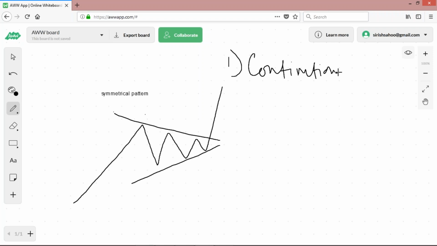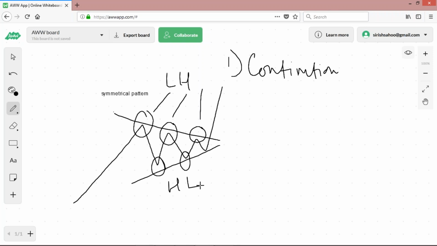In the one which I have drawn, we are having three lower highs and two higher lows. So this is actually the most important requirement. This is lower highs and this is higher lows. So you can see this is why it's forming a symmetrical triangle. When these points are connected, the lines converge, and when they are extended, the symmetrical triangle takes shape.